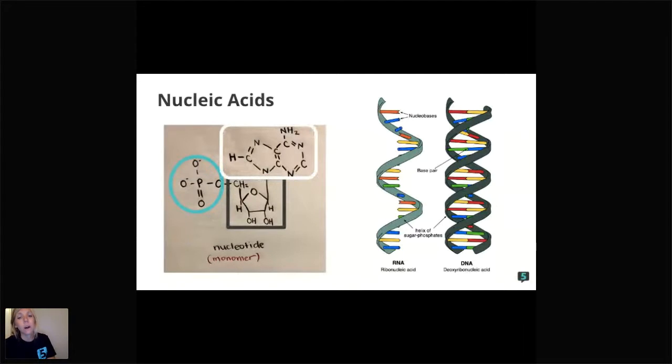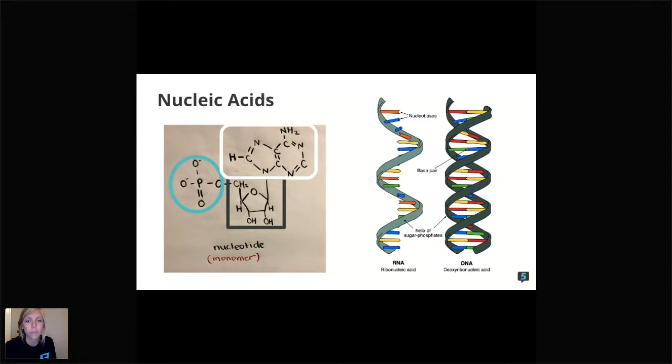We have 4 different bases. If you haven't gotten to that yet, you have adenine, thymine, guanine, and cytosine. So you have A, C, G, and T. 2 of them are double-ringed bases, and the other 2 are single-ring bases. You'll get way more detail on that with me on our Tuesday stream, because it'll be just about nucleic acids, and we'll really break it down.